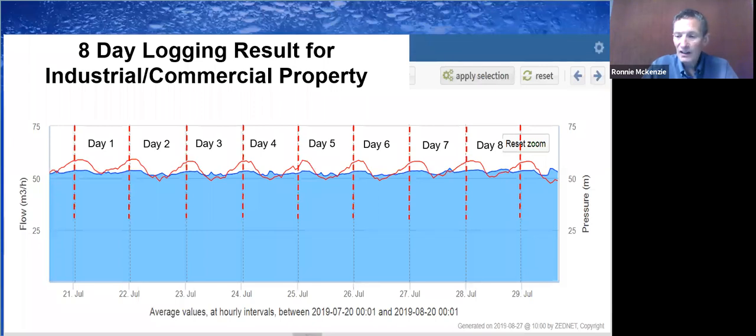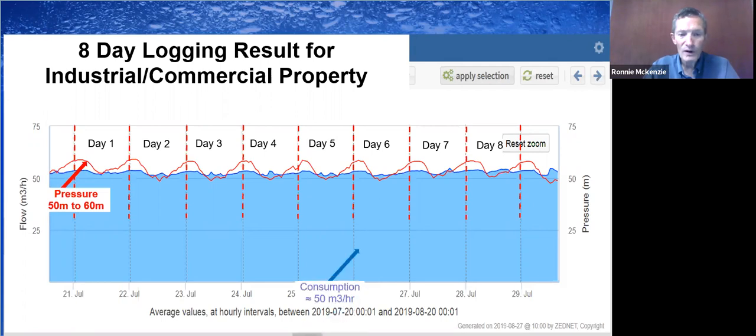This is an 8-day logging result for an industrial commercial property. Now, this one you can see quite clearly has a leakage problem. You can see it's running at about 50 cubic meters per hour, not per day, per hour. And the pressure in red, you can see it's going up and down as pressure tends to do. During nighttime, it's high, and during the day, it's low.